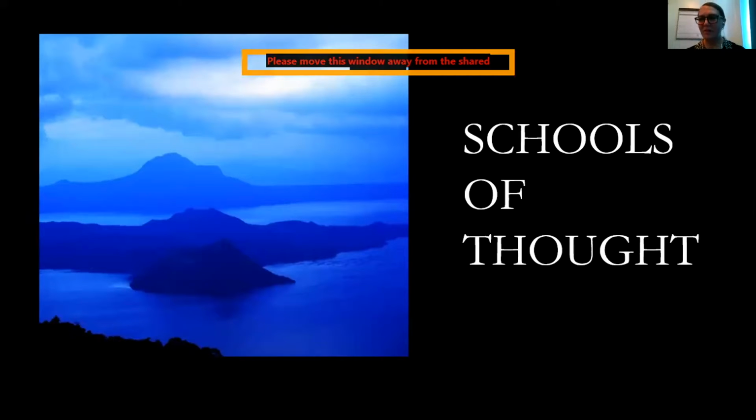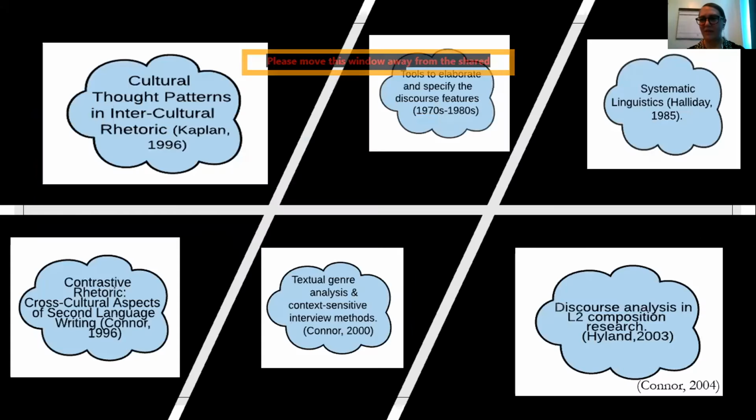Okay, so now we're going to move on to schools of thought. This infographic shows how intercultural rhetoric has evolved. In Kaplan's 1966 seminal paper, Cultural Thought Patterns in Intercultural Rhetoric, written rhetorical patterns of different cultures are examined using simple paragraph analysis. Since the 1970s, researchers investigated beyond the level of syntax, to the discourse of text, as seen in pioneering discourse analyses of Enquist 1974 and Van Beek 1985, and the research of de Beaugrande and Dressler 1981, which introduced tools to elaborate and specify the discourse features of texts.